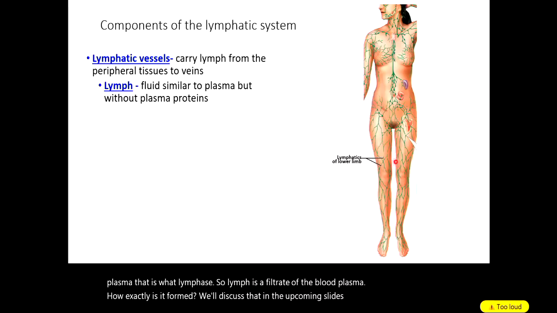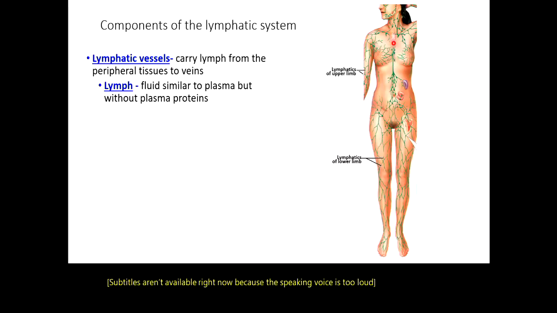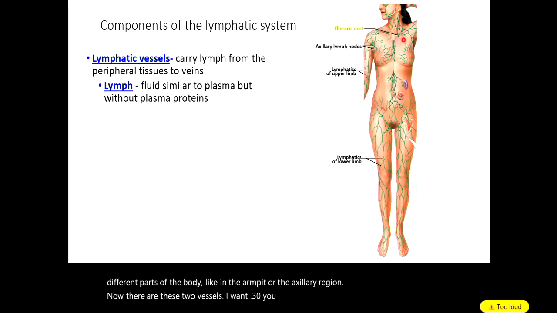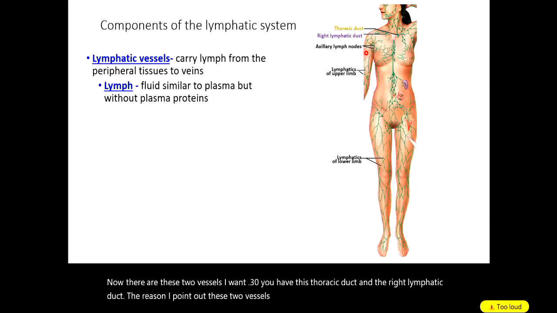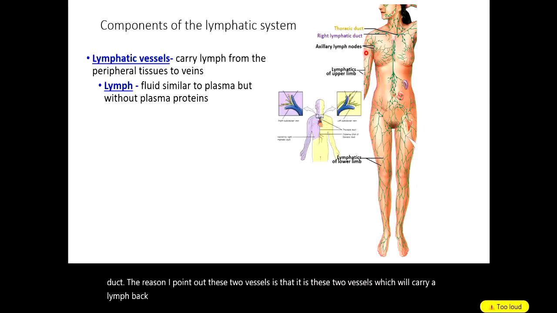So here are some lymphatic vessels in the lower part of the body. Here are other lymphatic vessels in the upper part of the body, and they can eventually carry the lymph through lymph nodes, which are also found in different parts of the body, like in the armpit or the axillary region. Now there are two vessels I want to point out to you: the thoracic duct and the right lymphatic duct. It is these two vessels which will carry the lymph back to the cardiovascular system.